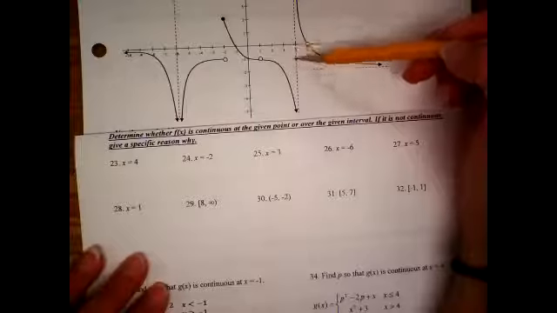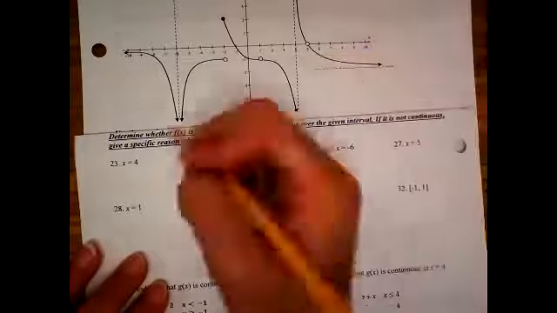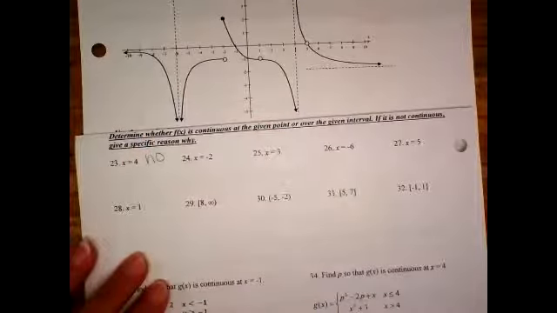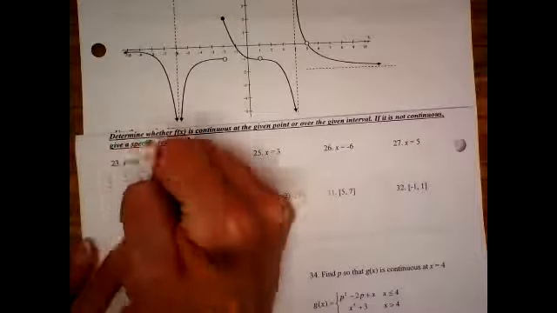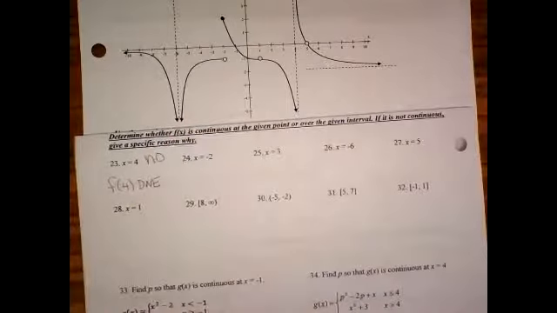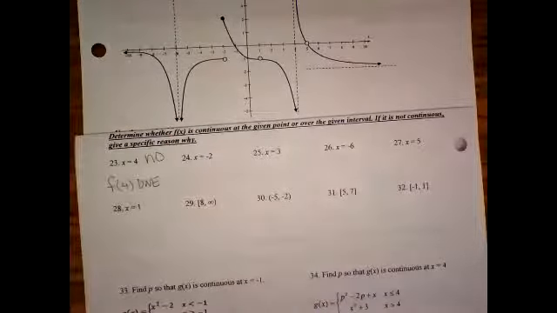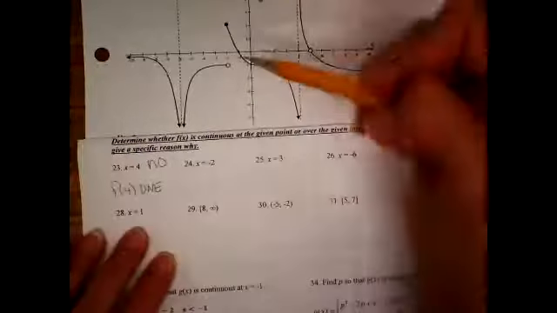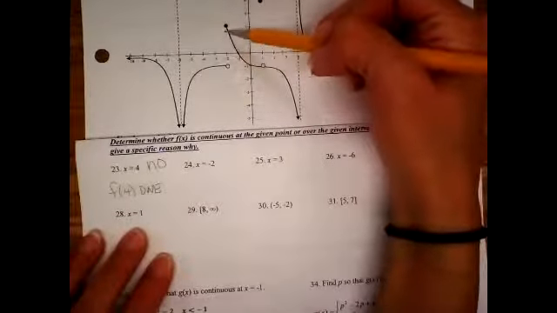Okay, so let's look at 4. Are we continuous at 4? What do you think? Yes or no? No, because there's not a point there. f of 4 does not exist. All right, how about -2? No.